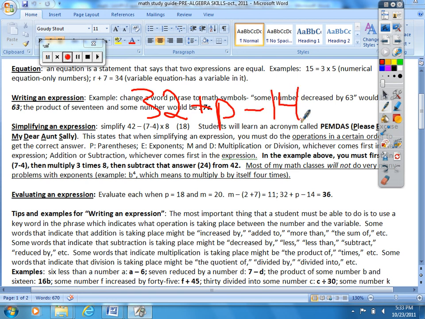Next one, 32 plus P minus 14. Once again, it's given to me that P is 18. So wherever I see P, I'm going to replace that with 18. Now, I'm going to do it the correct way, and then I'm going to show you what will happen if you don't do it the correct way. Whenever I have only subtractions or additions, addition is fine. You can do addition any way you want to. Subtraction is not, I can't move around with subtraction.